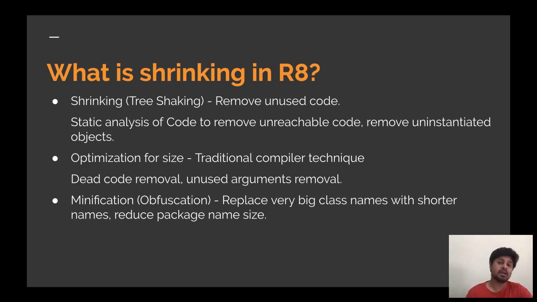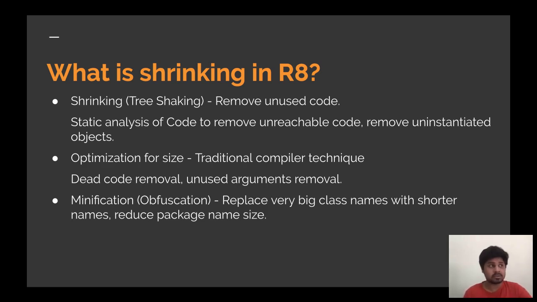The second technique is optimization for size. The traditional compiler techniques, which are dead code removal or maybe unused argument removal, are all covered in the optimization for size technique. The third is minification, which is also called obfuscation.